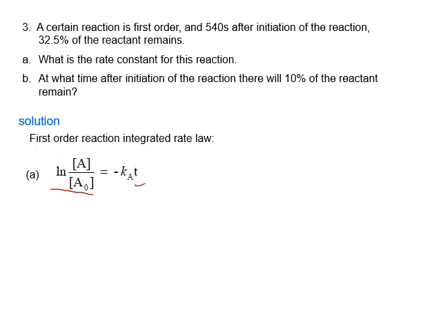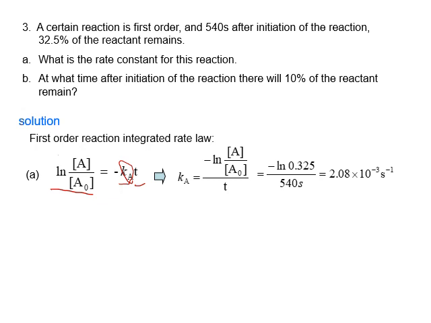In question A, what is the rate constant? We ask you to calculate the rate constant. So change this equation, dividing both sides by negative t, so k can be calculated. You need the ratio of concentration A over A naught. Because 32.5% remains, this is 0.325 A naught, and then A naught cancels. So you get k equals negative ln 0.325 divided by t. That's k.